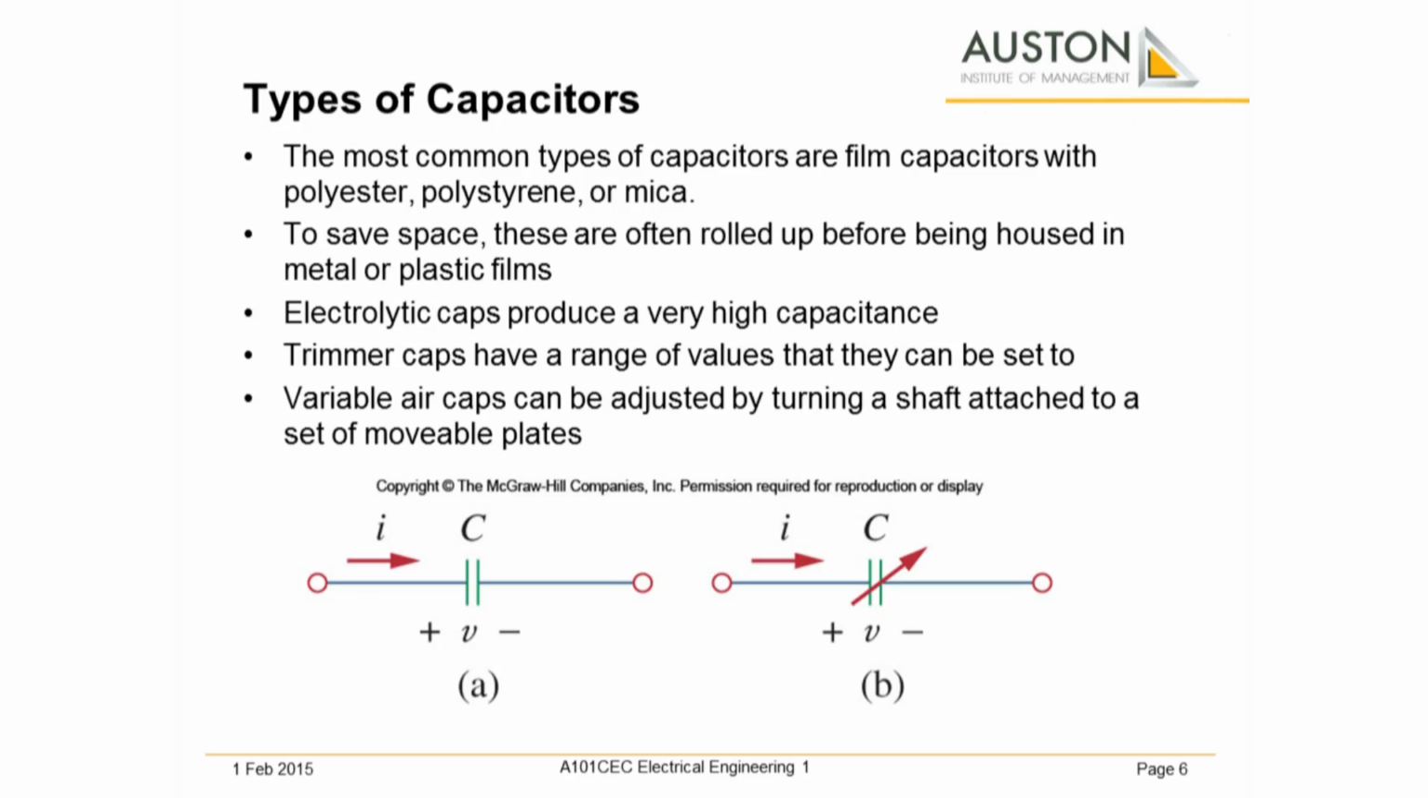The types of capacitors are determined by the type of dielectric being used. Thus, we have mica capacitors, polyester capacitors, or electrolytic capacitors. Capacitors can also be variable. They are varied by changing the distance between the two plates.